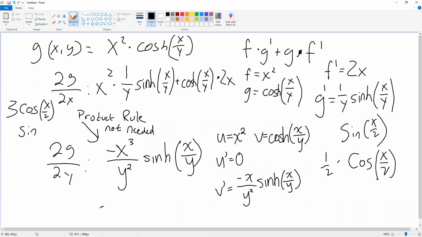If you think about it, that 3 comes along for the ride, so this constant is coming along for the ride, and x squared is coming along for the ride. When you take the derivative of this guy, x comes out, and x times x squared gives you x cubed. And since we know that y is in the denominator, the power is gonna get higher.